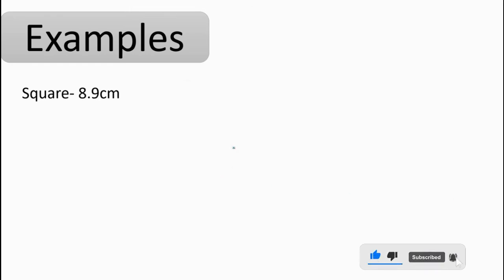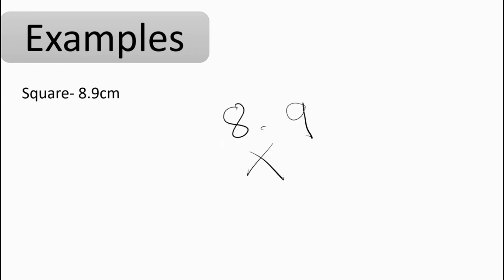Now this is again a square with side of 8.9 centimeter. So here again we have centimeter, so it's going to be 8.9 into 4, because remember our 4, just this 4 doesn't look like 4. Yeah, 8.9 into 4. So again our formula is s into 4, so that's what I'm doing. 8.9 into 4.